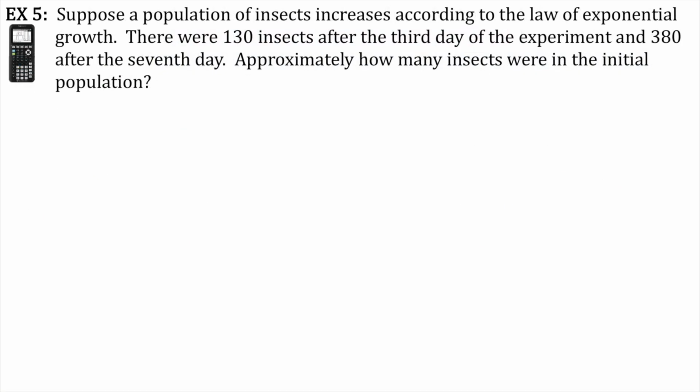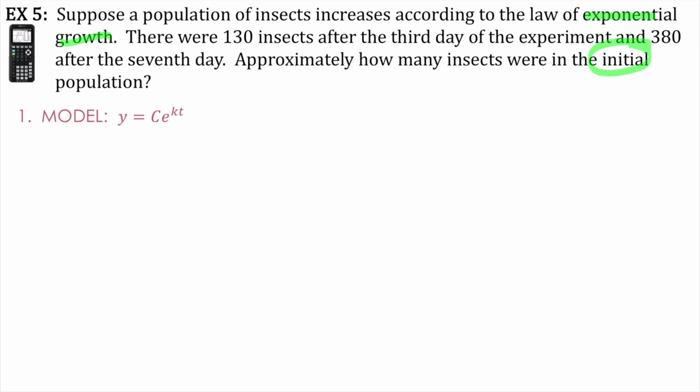Okay, now let's talk about insects. Suppose a population of insects increases according to the law of exponential growth. There are 130 insects after the 3rd day of the experiment and 380 after the 7th day. So approximately how many insects were in the initial population? The initial population is now the unknown.